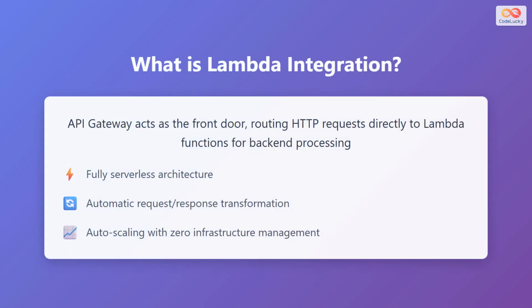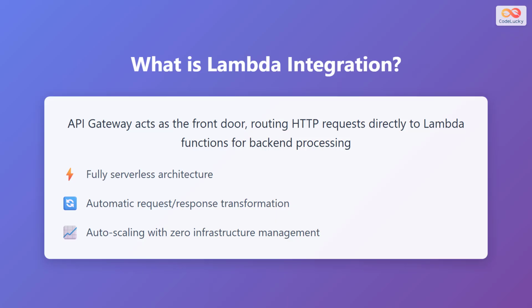Lambda integration is the mechanism that connects API Gateway to Lambda functions. When a client sends an HTTP request, API Gateway acts as the front door, receiving that request and routing it directly to your Lambda function for backend processing. This creates a fully serverless architecture where everything scales automatically without any infrastructure management on your part.